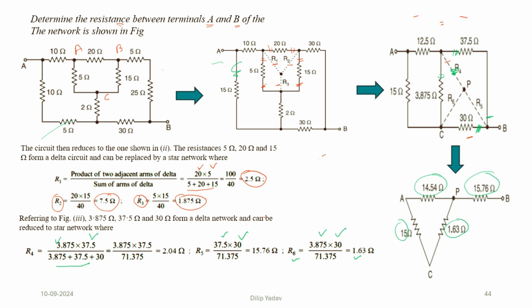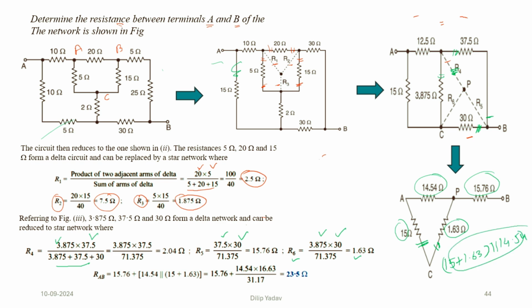So the equivalent resistance will be like this now, and these two are connected in series. So 15 plus 1.63 is in parallel with 14.54, and this all is connected in series with the 15.76. So this is the equivalent resistance that we can calculate. So this is the equivalent circuit. We have calculated the value, that is 23.5.